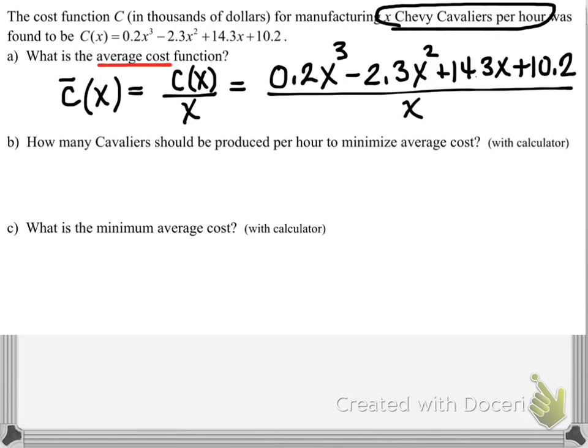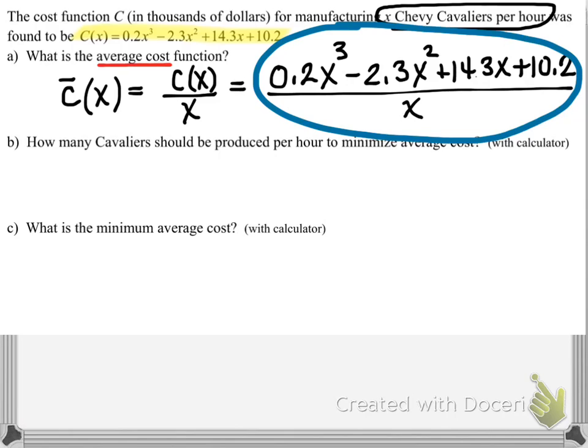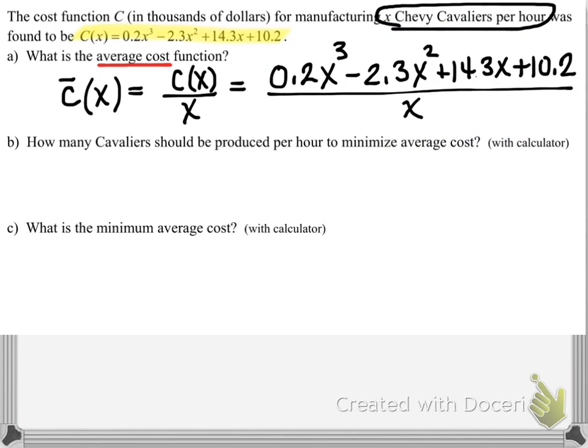And it's important to notice that we started with a cost function that was a polynomial, but now the function that we have here is a rational function. It's a rational function because it's a polynomial divided by another polynomial.